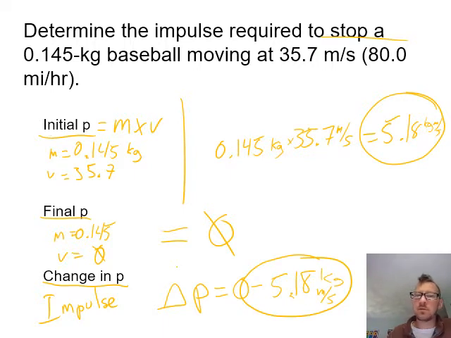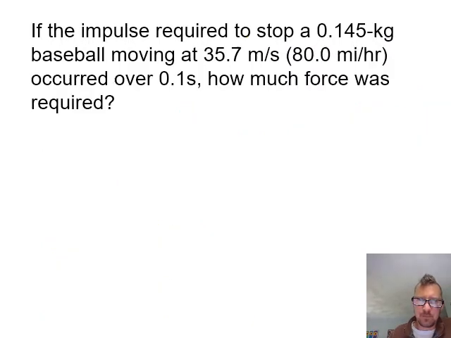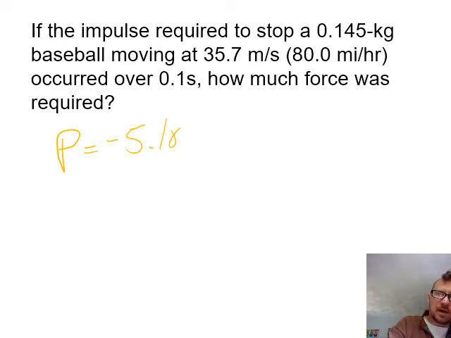So this is the most basic form of a momentum problem, where I give you a mass and a velocity and ask you to come up with momentum, straight 3-variable multiplication, not too much of a trick about it. How much force was required was just taking it one step further. So we know that the momentum was negative 5.18 kilogram meters per second. The time is 0.1.